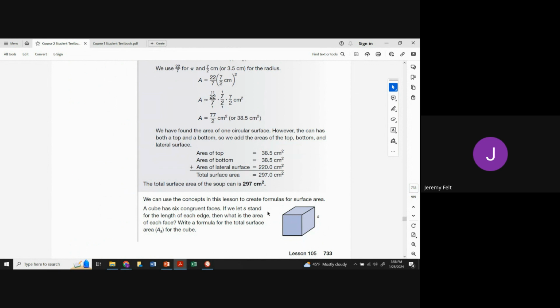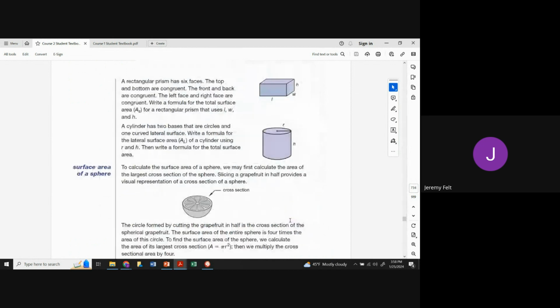So a cube is a special rectangular prism where all the faces are the same. They're all squares. So if we know the area of one of the squares, we can just multiply it by 6. It's like a dice. If we figure out the area of one face, we can just multiply it by 6 to get that.